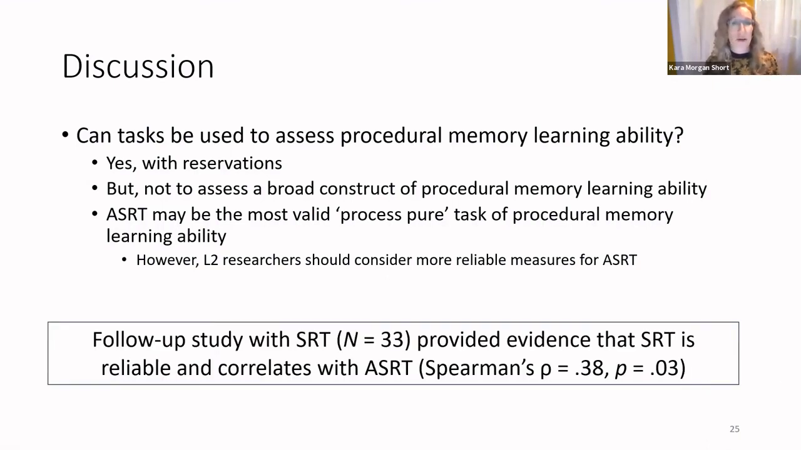So 33 participants came back and completed a serial reaction time task, which has been used a couple of times in the procedural memory second language literature, and has also been used in the implicit aptitude literature as well. And this follow-up study provided some evidence that the serial reaction time task in and of itself was reliable, and that it correlated with the alternating serial reaction time task.